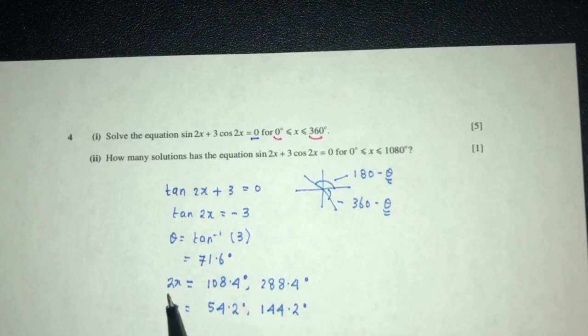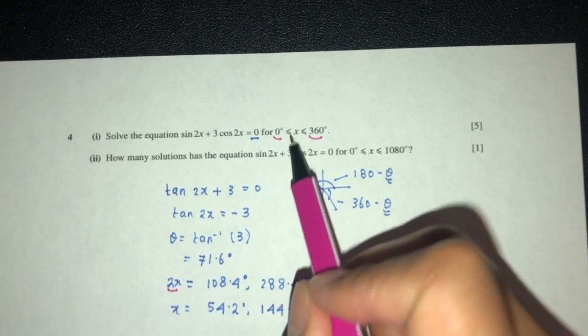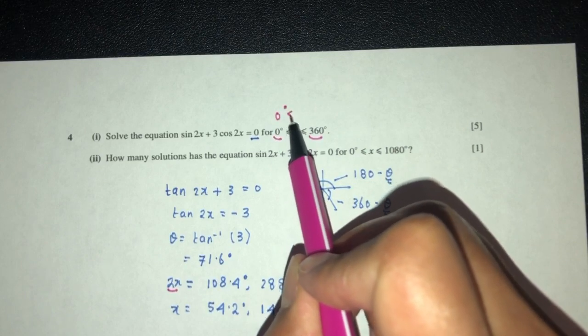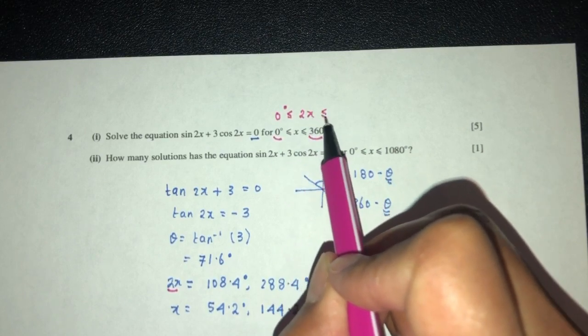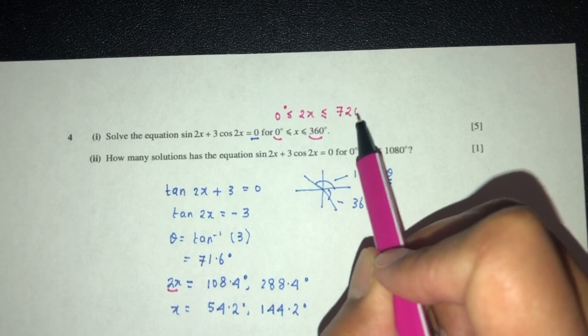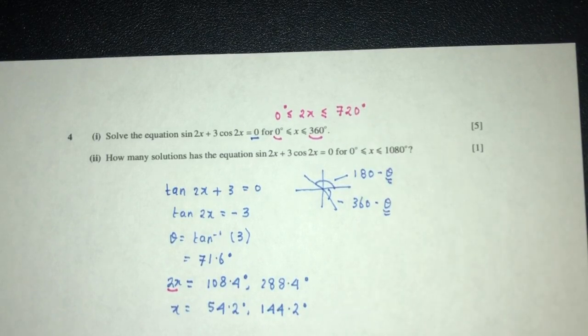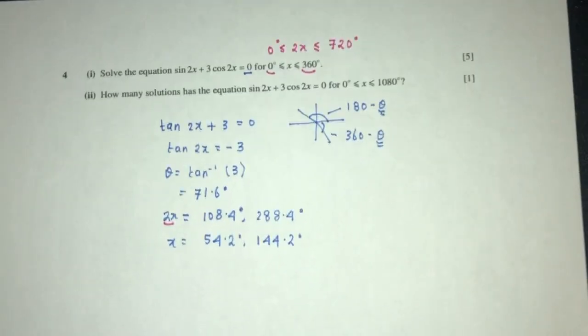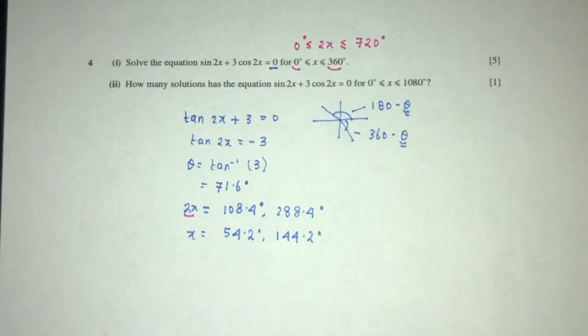So here, because we have 2x, right? This is x, so 2x can be between what? 720. So we can try and see what other values we can have, so that we don't miss any of the answers. So let's see.